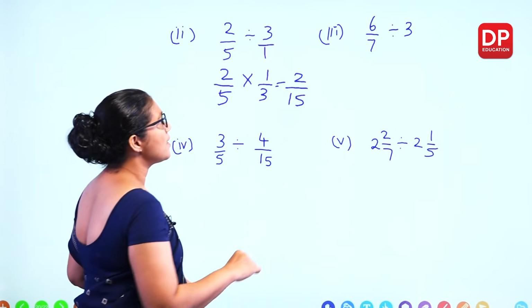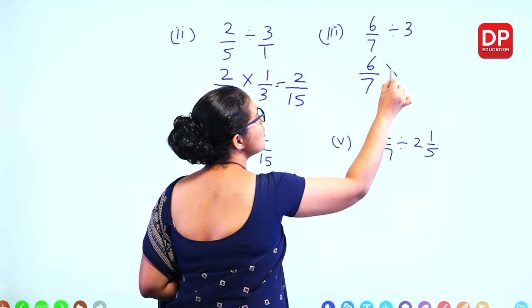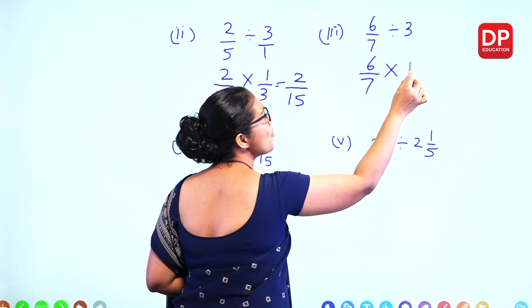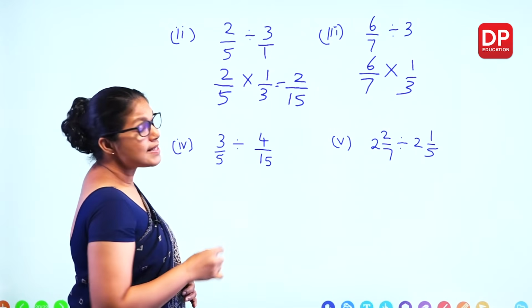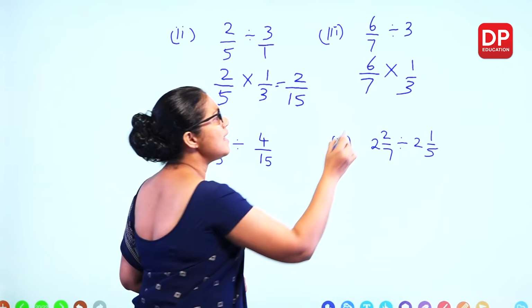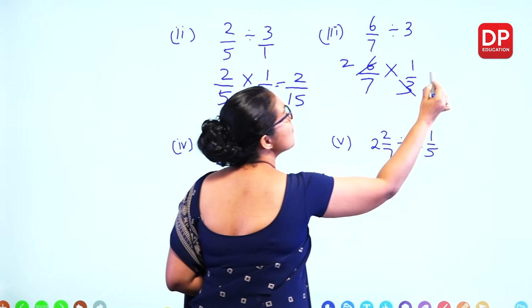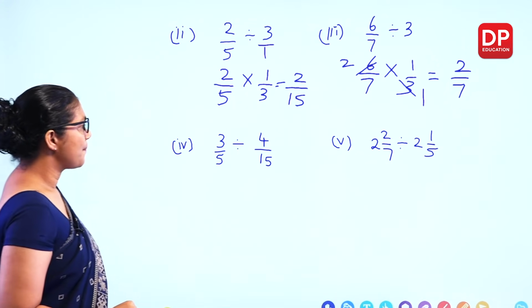What about this one? You write the first fraction as it is, switch the sign to multiplication, and take the reciprocal, 1 over 3. Now, you can simplify further. 6 and 3, you can see, you can divide by 3. What's the final answer? 2 over 7.